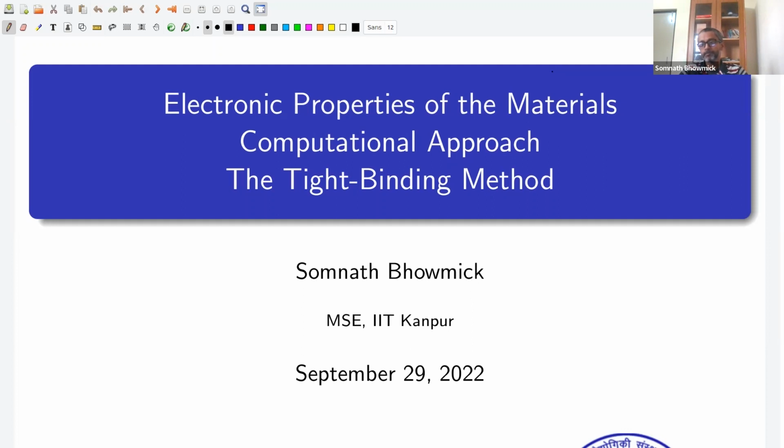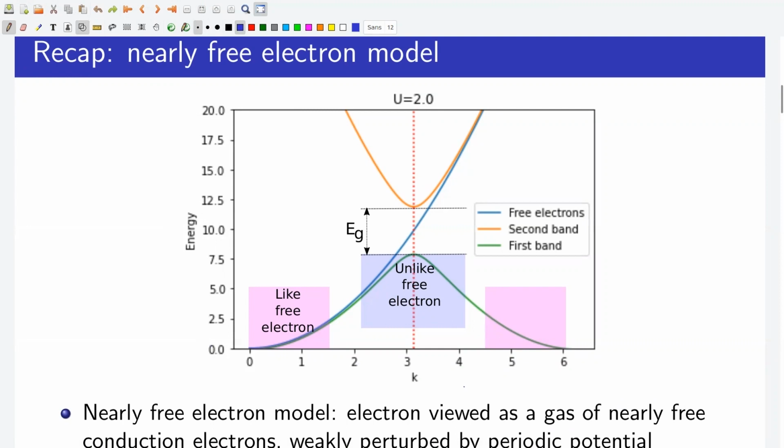the tight binding method. In nearly free electron model, electron is viewed as a gas of nearly free conduction electrons, weakly perturbed by the periodic potential. EK curve of nearly free electron is very similar to free electron energy dispersion near the zone center. And effect of weak perturbation by periodic potential is visible only near the Bragg planes marked by the red dashed vertical lines in this figure.